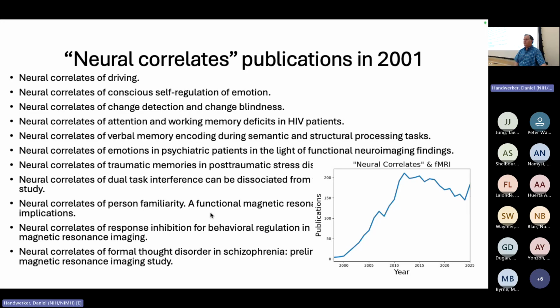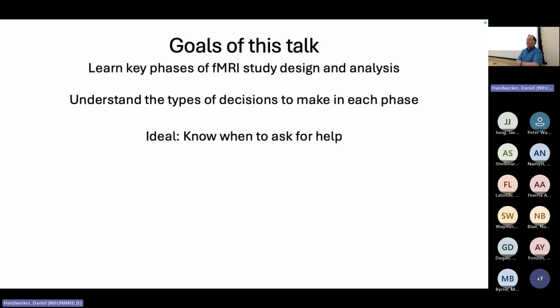So as I was saying, these papers still exist. Goals of this talk overall: I can't obviously cover everything. It's a bit of an overview talk. If we finish this talk and you learn the key phases of fMRI study design and analysis, understand the types of decisions we make at each step, and ideally know when to ask for help, because you're not going to know the answers to everything. No one really knows the answers to every type of question, but knowing what you don't know and knowing to ask for help is a huge step in moving studies forward.